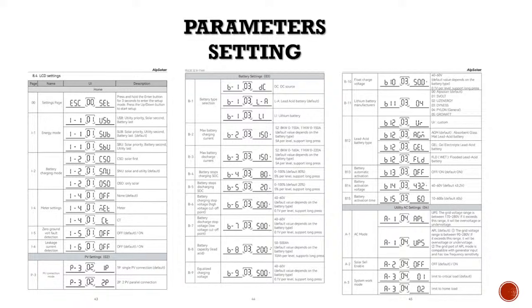The second mode you are going to see is the battery charging mode, which is how you want the battery to be charged. If you want the solar alone to charge your battery, you set it. If you want both solar and utility, that is the default setting for your charging. So you can set it there as well. Meter settings do not concern us.